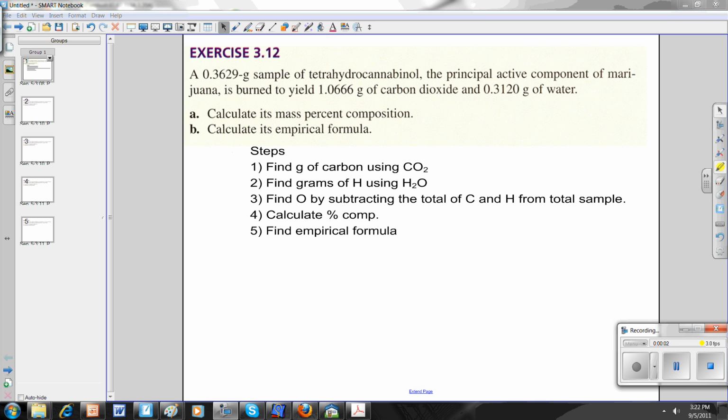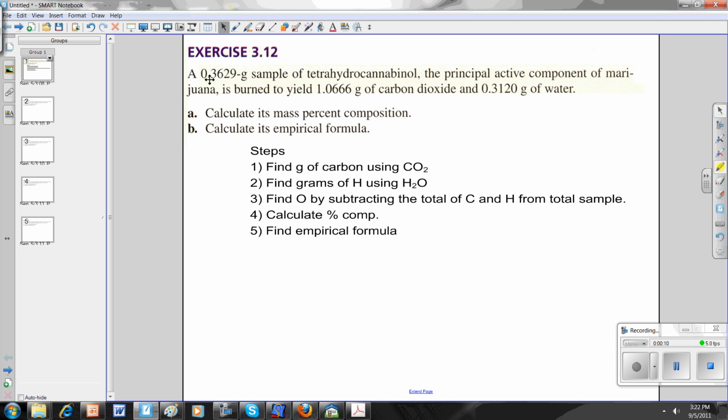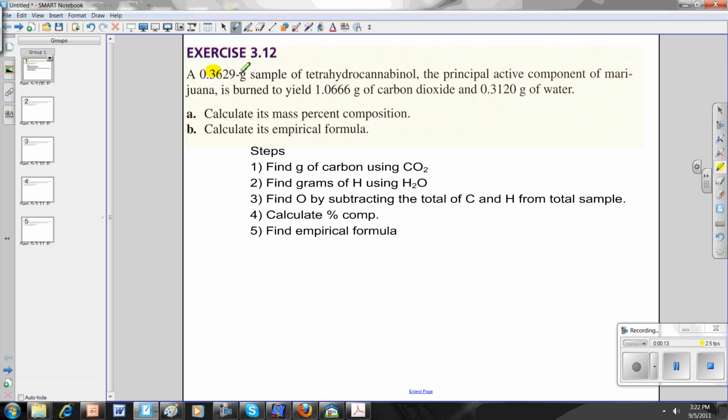Alright, so we're going to review exercise 3.1. A lot of people emailed me, so they had some issues with it. First thing is focus on your givens. What are you given? Well, they tell you that you have a 0.3629 sample, you have 1.0666 of carbon dioxide, and 0.3120 grams of water.